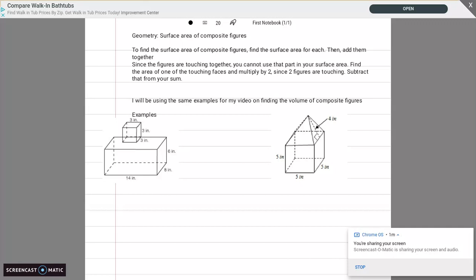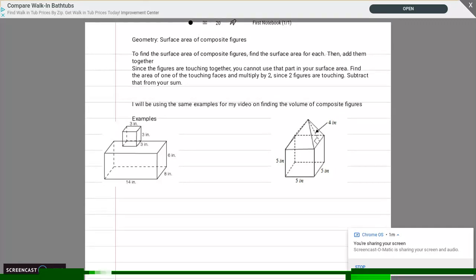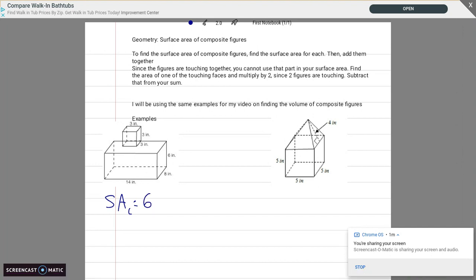So here we go. To find the surface area of the cube, we actually do have a shortcut for cubes, which is really awesome. Let me get my pen. Since there are 6 sides and they're all exactly the same, we can do 6 times 3 times 3 to get a surface area of 54 inches squared. Kind of cool. But unfortunately, we can't do that with the prism.